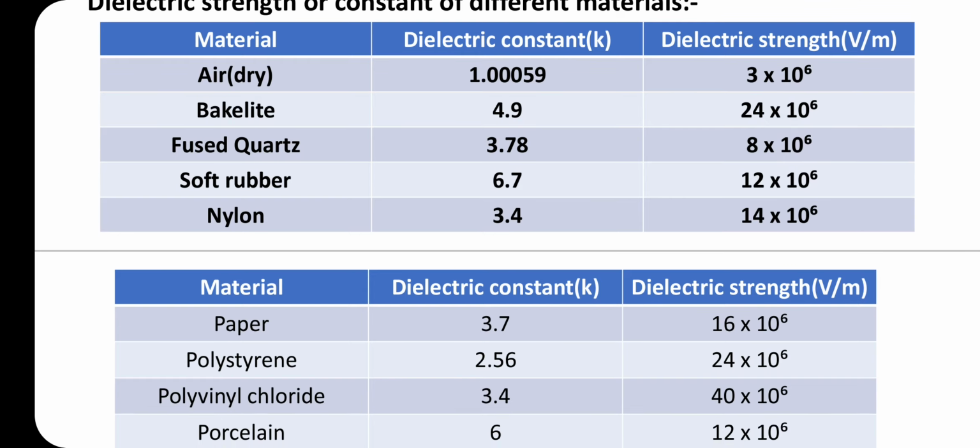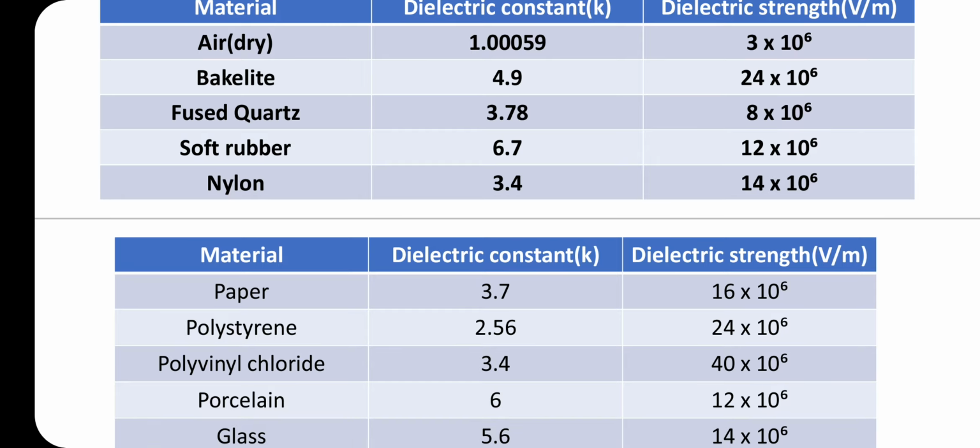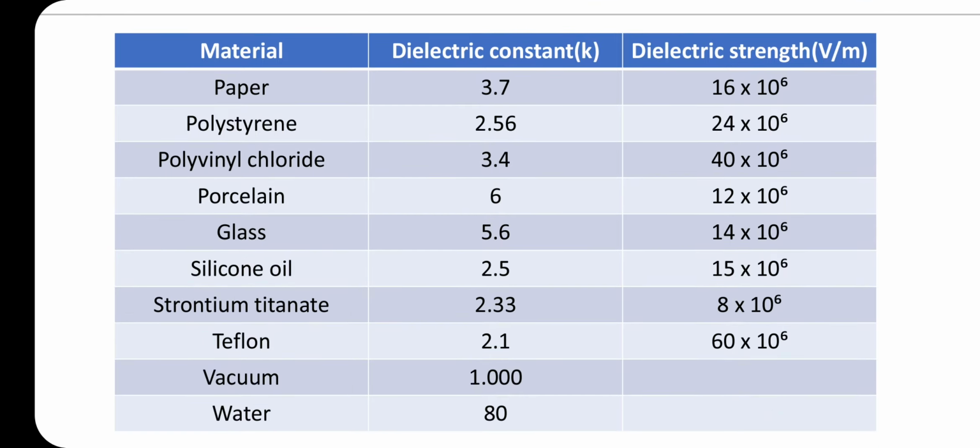For dry air, dielectric constant is 1.00059 and dielectric strength is 3 × 10⁶. For bakelite, dielectric constant is 4.9, dielectric strength is 24 × 10⁶. Fused quartz, dielectric constant is 3.78 and dielectric strength is 8 × 10⁶. For soft rubber, dielectric constant is 6.7 and dielectric strength is 12 × 10⁶. For nylon, dielectric constant is 3.4 and dielectric strength is 14 × 10⁶. For paper, dielectric constant is 3.7 and dielectric strength is 16 × 10⁶.